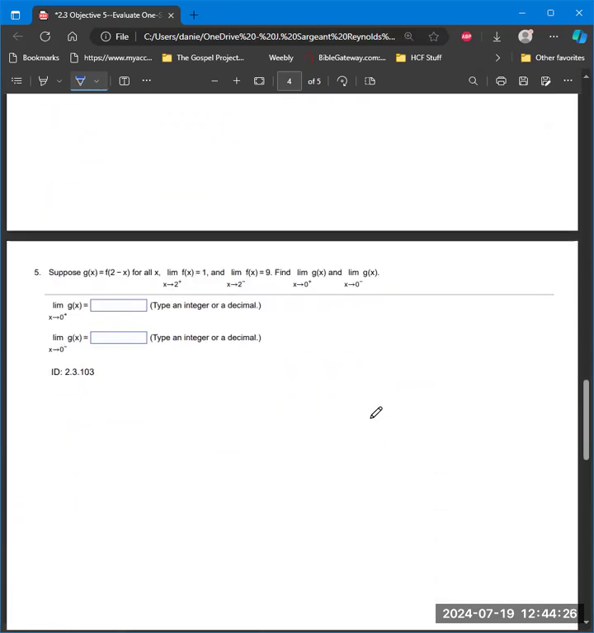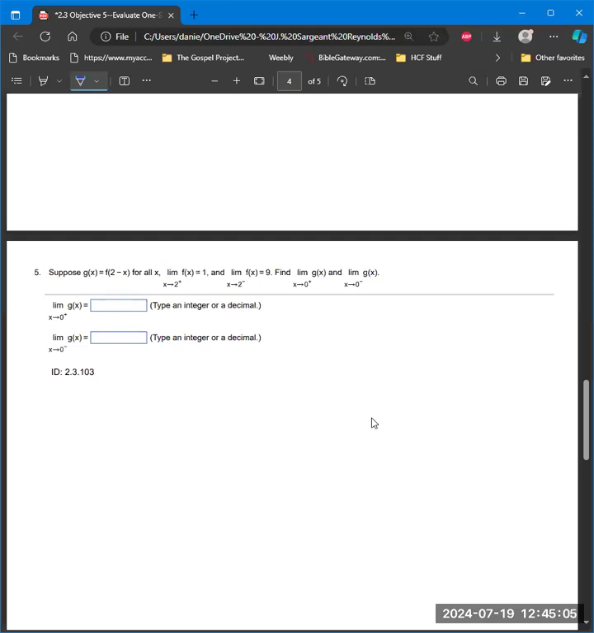All right. Last problem here. Suppose g of x is equal to f of 2 minus x, that transformation right there, for all x's. If the limit of f of x equals 1 as x approaches 2 from the right, and the limit of f of x equals 9 as x approaches 2 from the left, find the limit of g of x as x approaches 0 from the right, and the limit of g of x as x approaches 0 from the left.